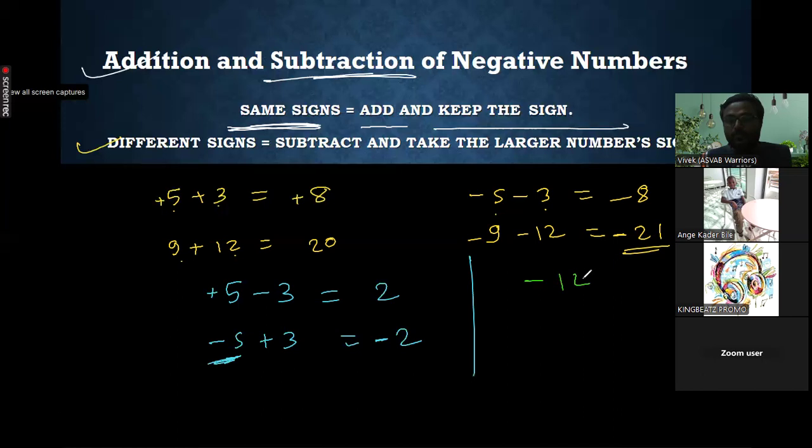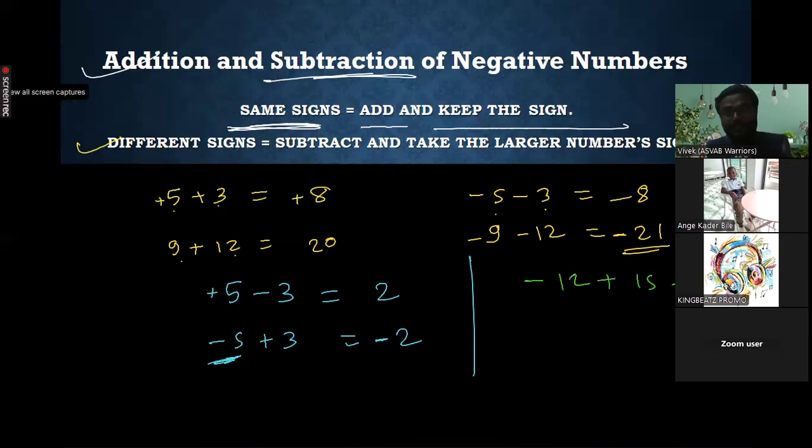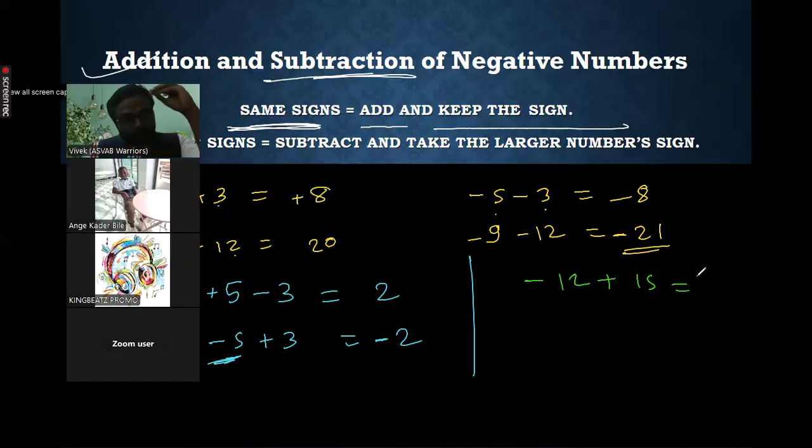Minus 12 plus 15. Different signs, subtract. Same sign, add. Different signs, 15 minus 12 is 3. But keep the sign of the larger number. 15 has a positive sign, so it is positive 3. You can even write it as normal 3 or positive 3, anything is fine.